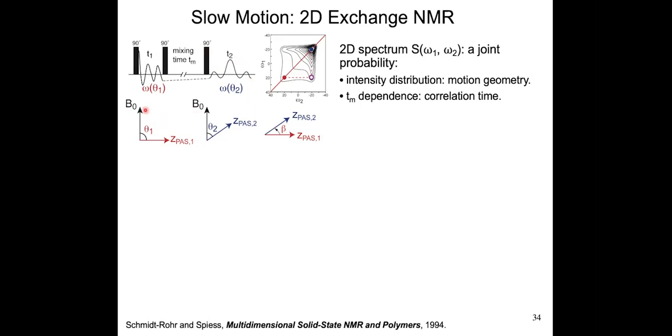The important process to think about is that during the t1 chemical shift encoding, your molecule has an orientation, let's call that theta 1 angle. It has omega, a certain frequency associated with that. Then during the mixing time, hundreds of milliseconds, the molecule has reoriented slowly to a different angle and therefore will have a different anisotropic frequency. So by the time you detect it, it'll have a different frequency. You have this beta reorientation angle between PAS1 and PAS2, initial and final.